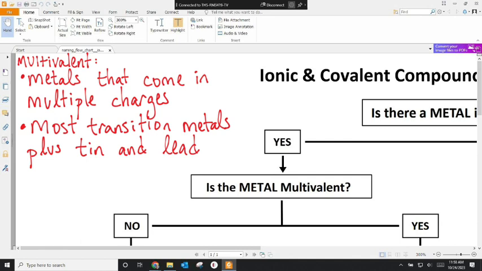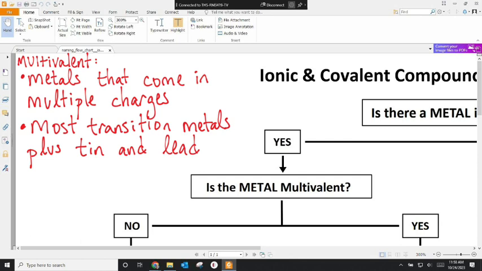So take out this pink list of your transition metals. The first one on there is silver. How many charges does silver come in? One, positive one. It's only got one option. It is not multivalent. What about zinc? It only comes in one charge. It happens to be positive too, but it's only one option for it. So it's not multivalent.